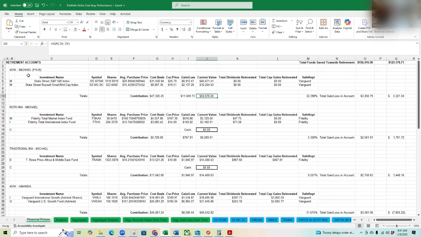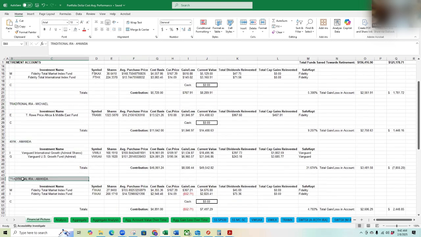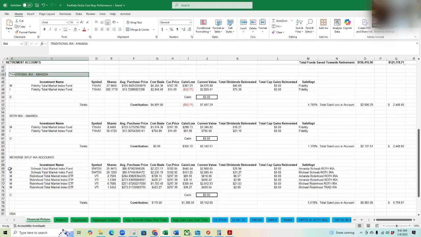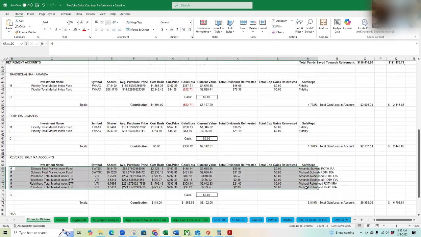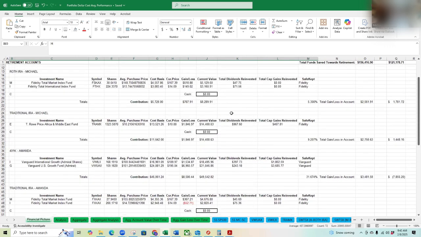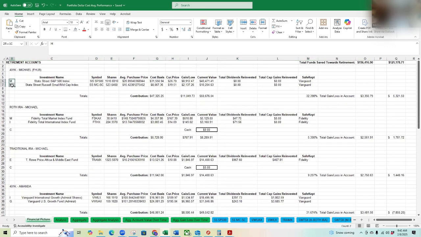This is the main tab, the financial picture, if you will. I broke it down by account type: 401, Roth IRA, traditional, then my wife's 401, traditional, Roth, and then some random accounts that I'm assigning towards retirement, and HSA. For each account, the letters over here stand for what type of security I'm holding. M means total market, I means international, C is cash. Then we have the name of the investment, the symbol, number of shares, price, cost basis.